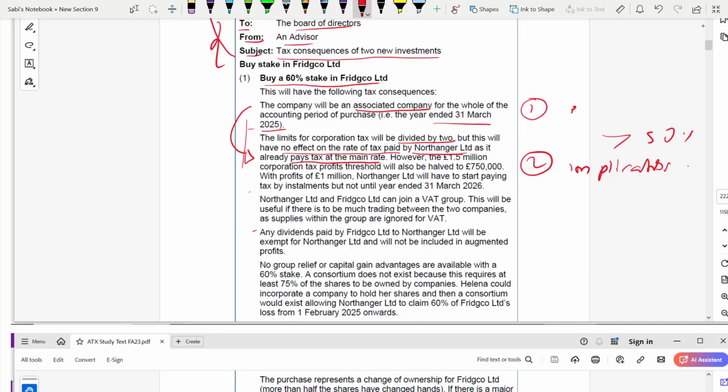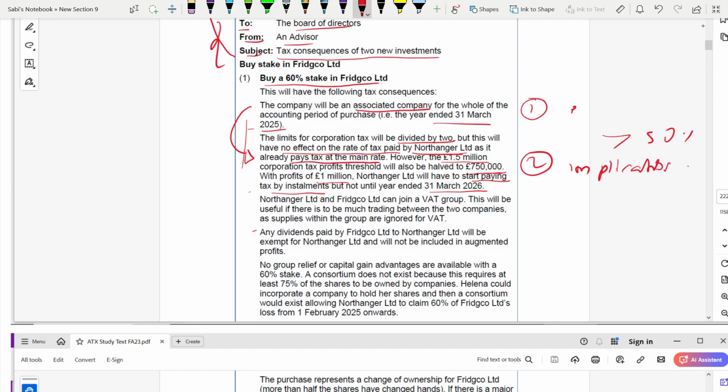So if you divide the 1.5, this one. If it's more than 1.5 million, that's the one, right? However, the 1.5 million corporation tax profit threshold will also have to be halved to 750 now. It will be divided by 2. Okay, your augmented profit. But with the profit of 1 million, they will have to start paying tax by installments. So because now they are big companies, but not until this year, next year, that is 31st March 2026. So you have to say whether they have to pay by installments or not if they're big companies.